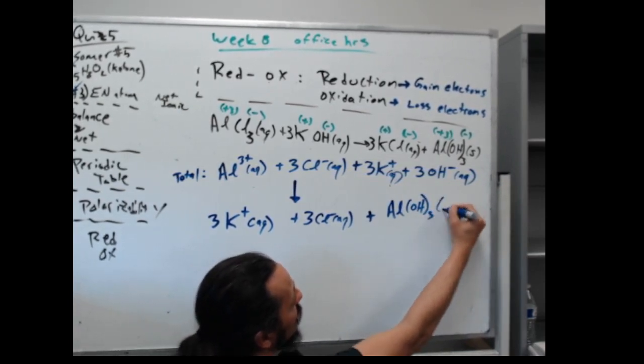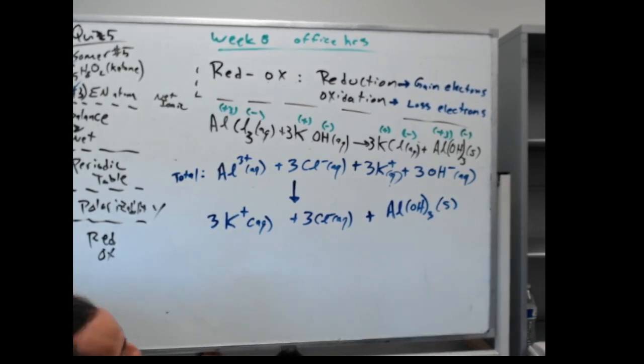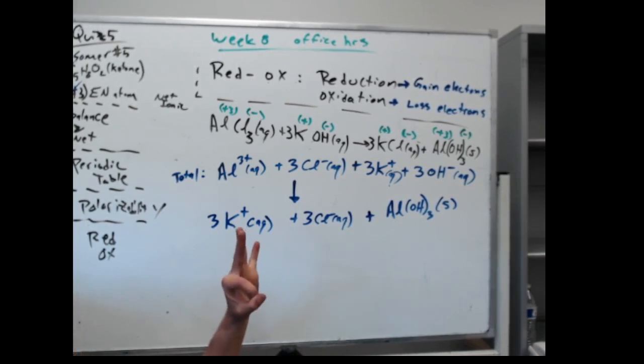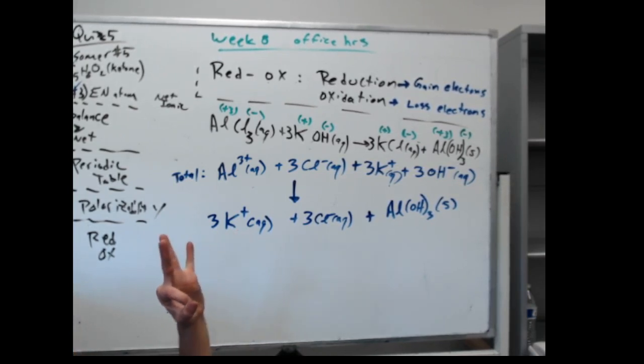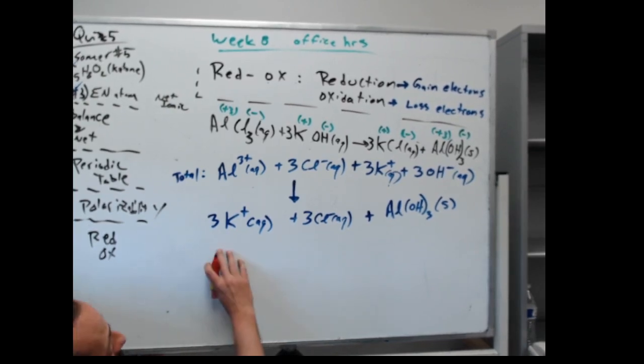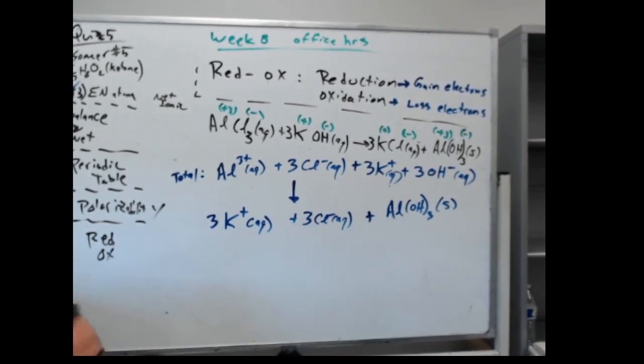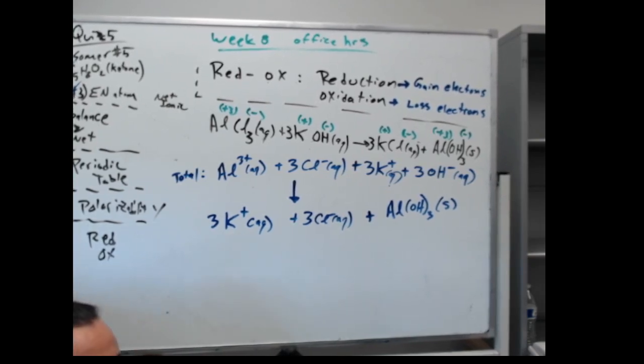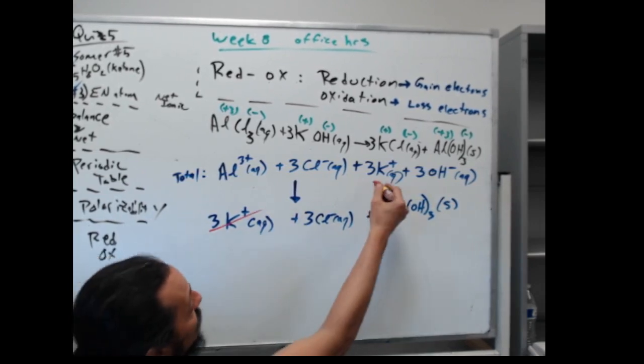Al(OH)3 solid. Now, we cancel out anything that is the same atom with the same charge and the same state of matter. All three of those things need to be the same. We'll cancel those out because those are not changing, right? 3K+ aqueous, 3K+ aqueous. What's that mean? I had potassium ions floating around in solution, got potassium ions floating around in solution. They didn't change when I mixed things together. That's not going to do anything interesting.